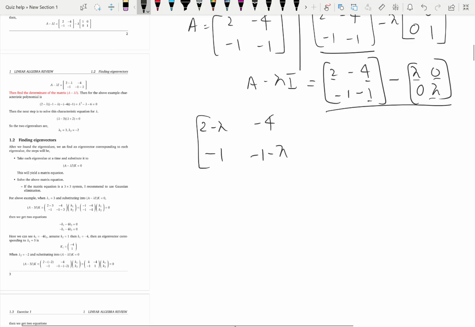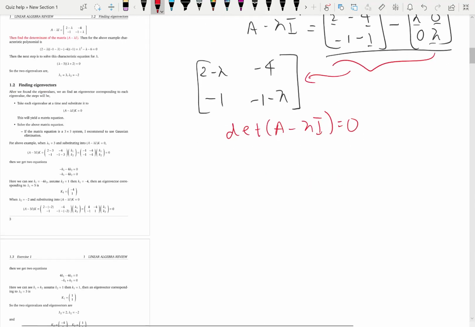So this is the A minus lambda I matrix. So that is what you should first find: A minus lambda times the identity matrix. Try to rewrite it as one matrix, just like here. Now what you want to do is you use the fact that the determinant of this A minus lambda I should be 0. So you have to find the determinant of this matrix.